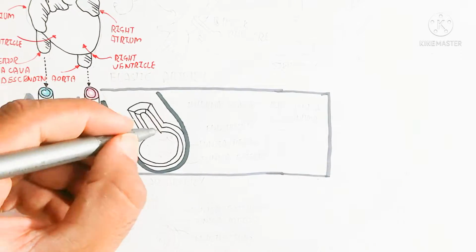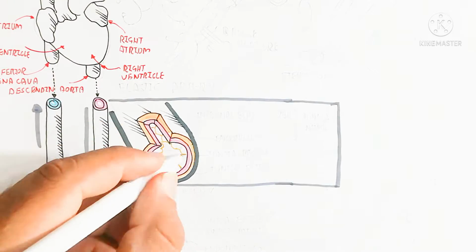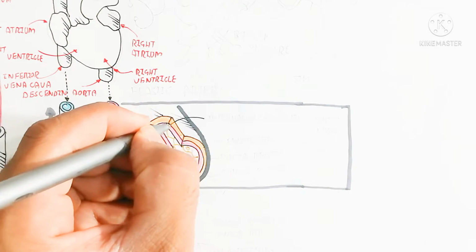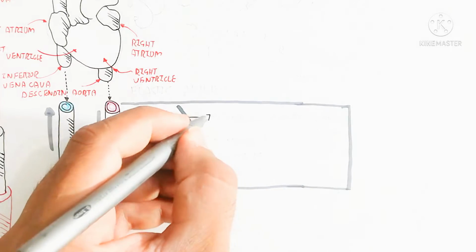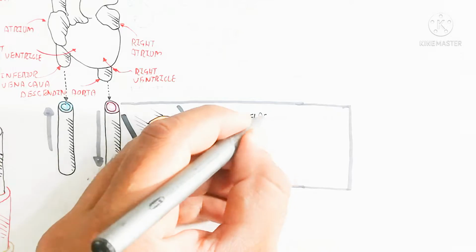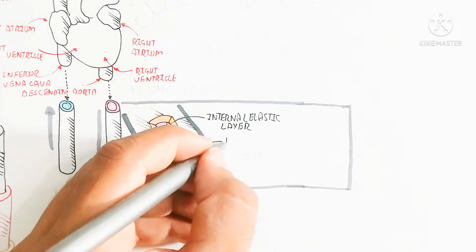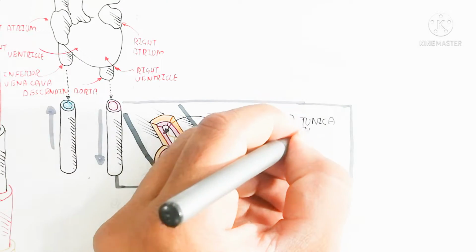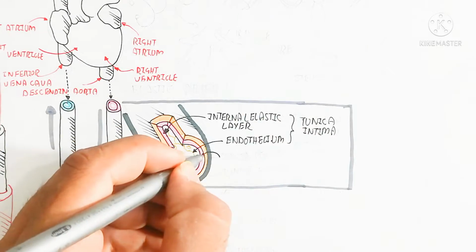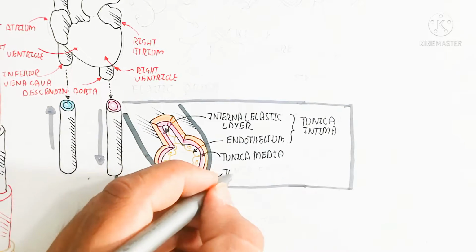So let's begin to understand the elastic artery. This elastic artery has an internal elastic layer as well as the endothelial innermost layer, and the endothelial layer is surrounded by the internal elastic layer, and that is known as the tunica intima, while the tunica media and tunica externa follow respectively.